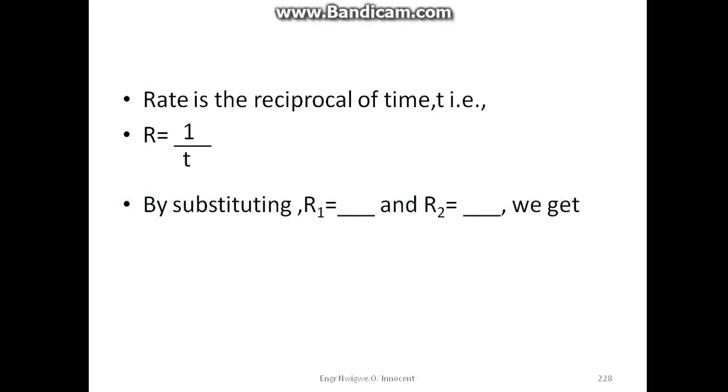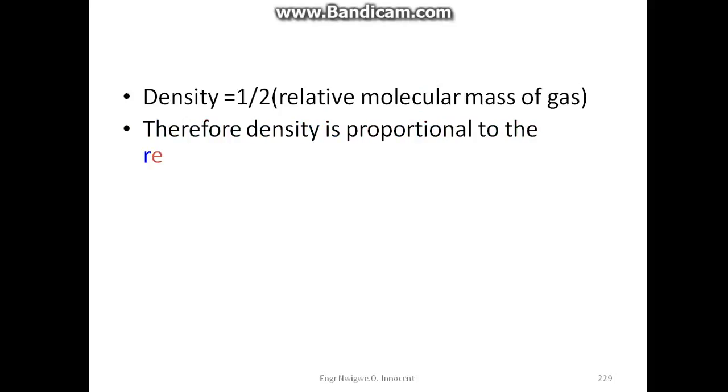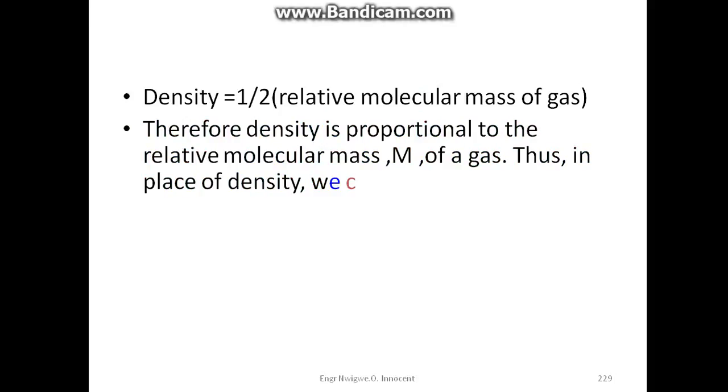Rate is the reciprocal of time t, that is, R is equal to 1 over t. Substituting R1 equals 1 over T1 and R2 equals 1 over T2, we get R1 over R2 equals T2 over T1, which is equal to square root of D2 over D1. Density is equal to half of relative molar mass of gases. Therefore, density is proportional to the relative molar mass M of a gas.